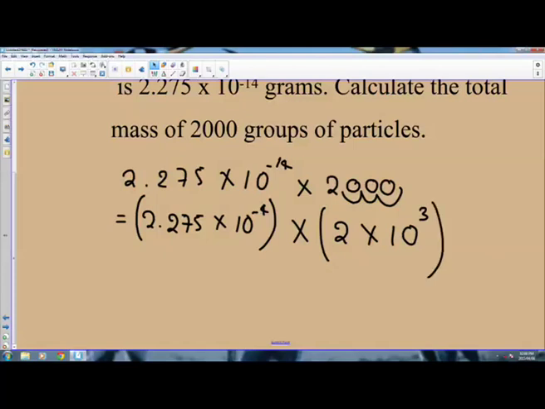So we are now multiplying, and it appears a little bit simpler now. So this will be 2.275 times 2. We group the numbers together, times 10 to the power. In fact, this is supposed to be 14, not negative 4, but 14. Times 10 to the power negative 14 plus 3.